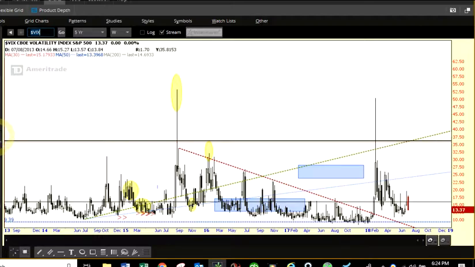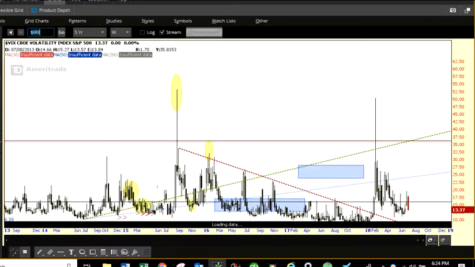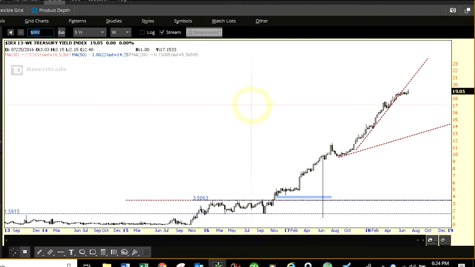All right, let's look at the 10-year Treasury. Let's look at the short-term yield first, the 13-week. This is the one that we use to track what the Fed's going to do. The Fed's going to continue to raise rates. It's just what they do. Okay, what they do is they misread the market.